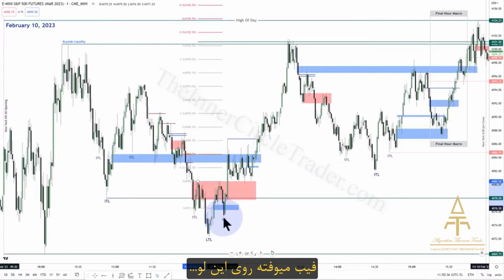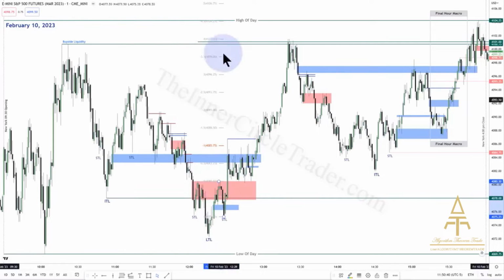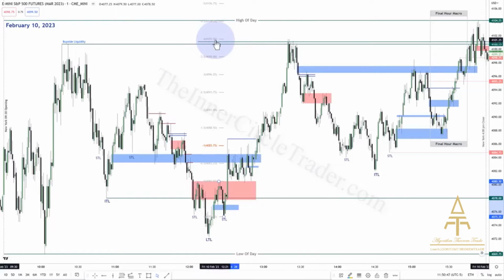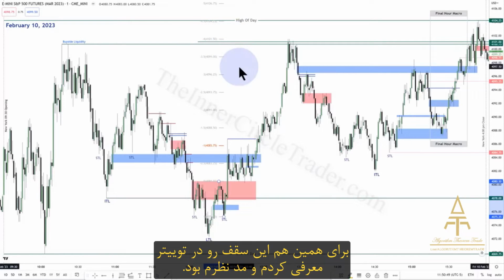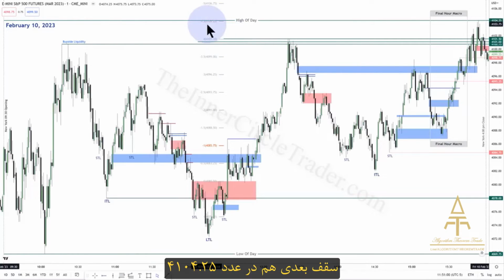Putting the fib on this low, the first one past is 4101.5. That's the reason why I called 4101.5. That's this high here. The next one up is 4104.25. Let me take this off. 4104.25.